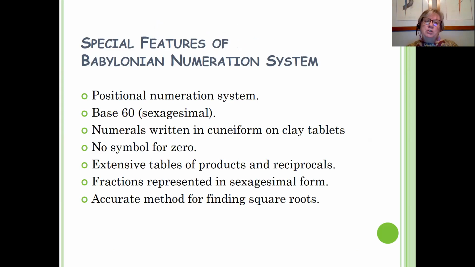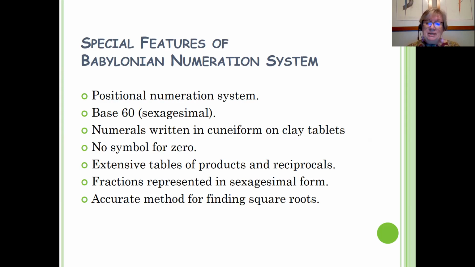Some really special features of the Babylonian system. And again, we're going to study the Babylonians again in the module after next. They were pretty amazing, what they were able to do when you think about how many thousands of years ago this was. It was a place value system, and pure place value base 60.